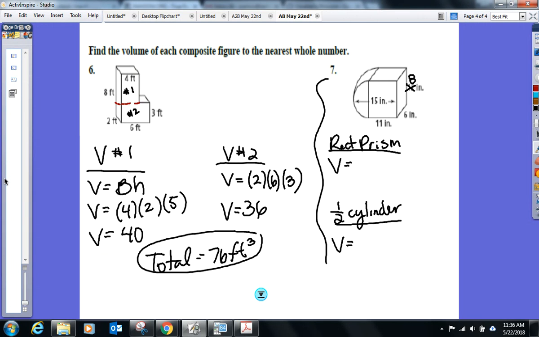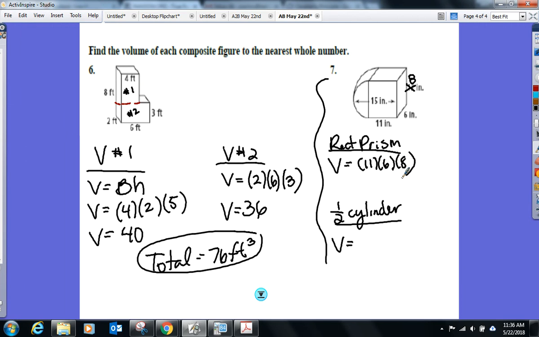All right, so for this prism, 11 times 6 times 8. You probably heard back in middle school, length times width times height. Remember that old one? That's for our prism, rectangular prism. Yep. So this one turns out to be 528. Okay, so let's go to the half cylinder. So 1/2 pi r squared times the height.